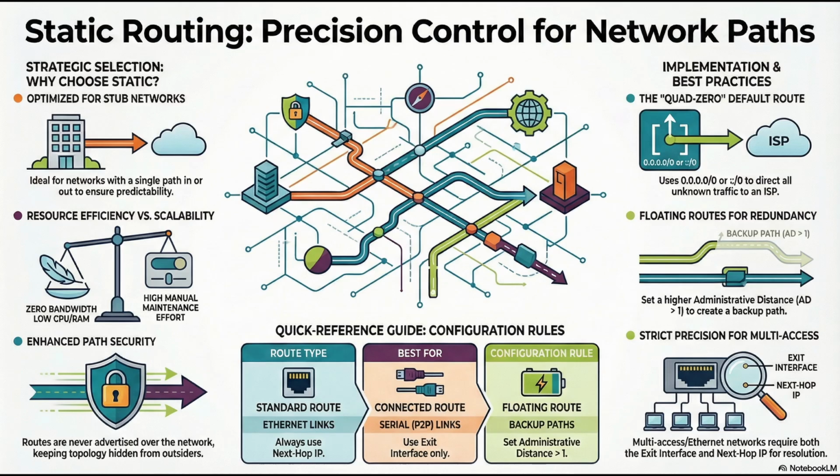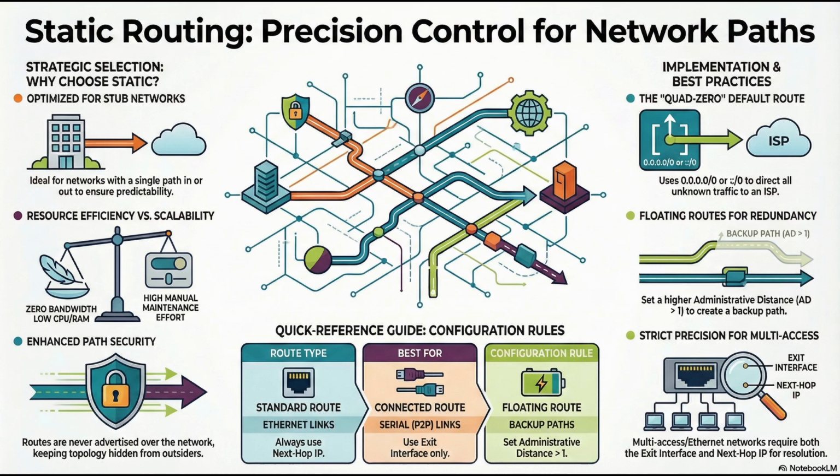If you run a dynamic protocol, you are essentially broadcasting your network topology to every other device on the link. Here's my floor plan. Here are all my subnets. Here is exactly how my network is built. With static routing, you aren't broadcasting anything. It's stealthy. So, okay, it's precise, it's secure, it's lightweight, it sounds perfect. So why aren't we using it for the whole internet? Why isn't Google just one giant static route map?